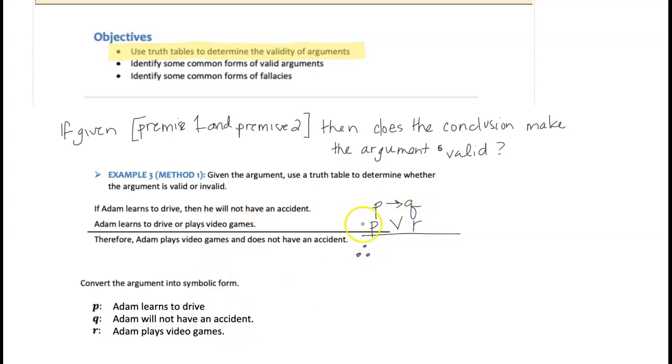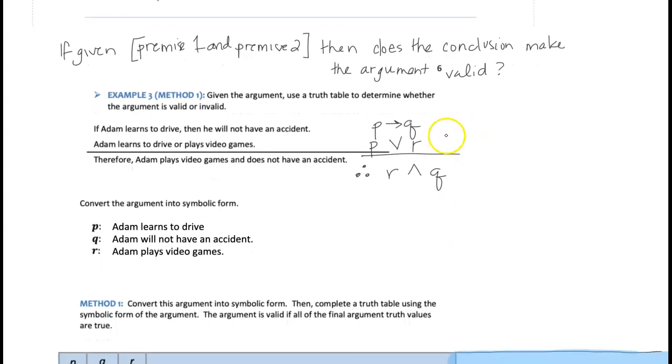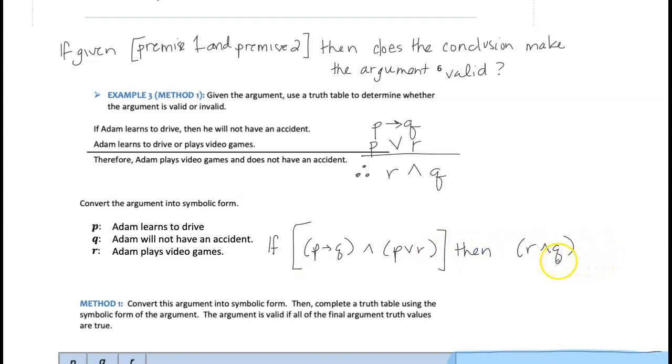Therefore, we want to determine if the conclusion, Adam plays video games, which is statement R, and, which is our conjunction, Adam does not have an accident, statement Q, will make our argument valid or invalid. So to begin, we need to convert our argument into a large conditional. If premise 1 and premise 2 are given, then we want to determine if the conclusion makes the argument valid or invalid.